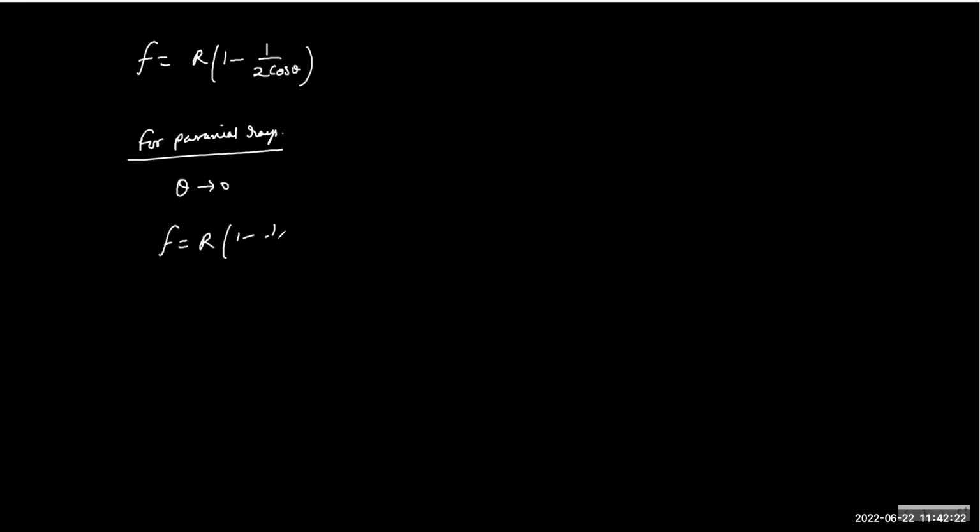So because the focal length we obtained is r into 1 minus 1 upon 2 cos theta. So for paraxial rays, what's the condition? If rays are paraxial, then theta will tend to 0. And what is the cos theta value then? cos theta will be 1 because cos 0 is 1. And you can see that this was the formula which you used in class 10th: f equals r by 2.